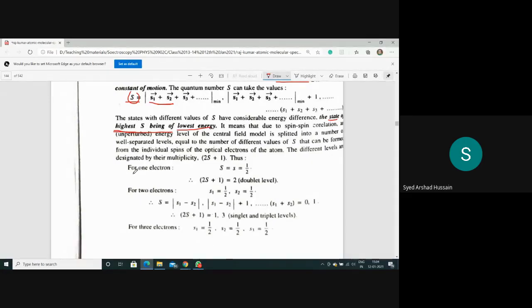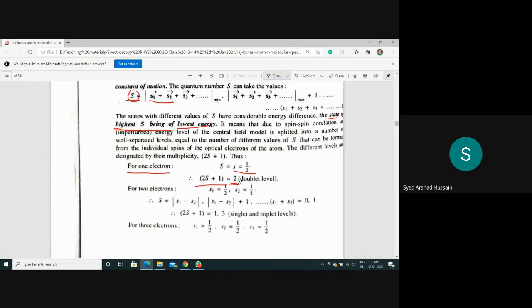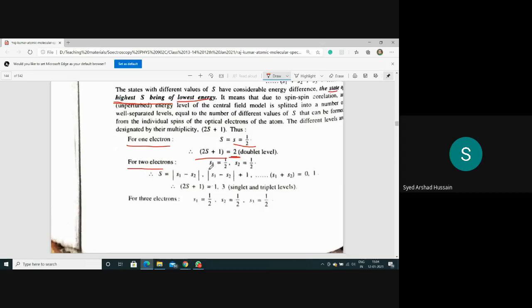So let us take an example. If you have only one electron, then your small s is equal to half, and your capital S is also half, because there are no interactions. Then your multiplicity, twice S plus 1, is equal to 2. So this is a doublet level. If you have two electrons, remember, always s is equal to half for one electron. Ms will be half and minus half, this is direction, but spin is always half.